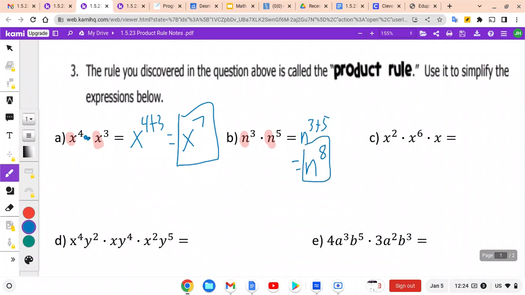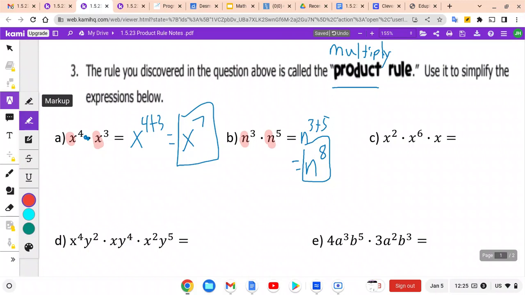And let me just stop and say product is a word for the answer you get when you multiply values. And we are multiplying terms, but the way you do that is you add the powers. So don't get confused. We're multiplying, but we make that happen by adding powers.